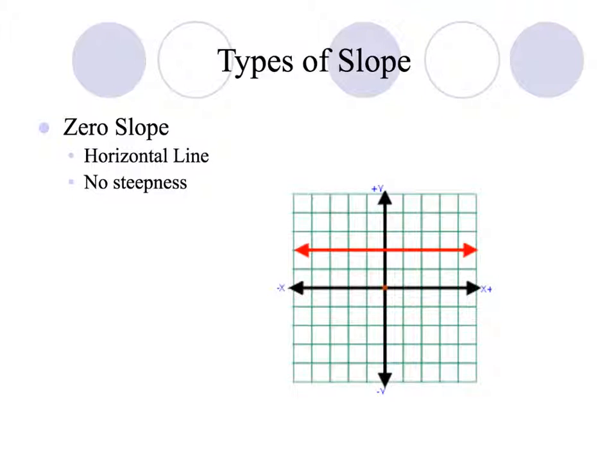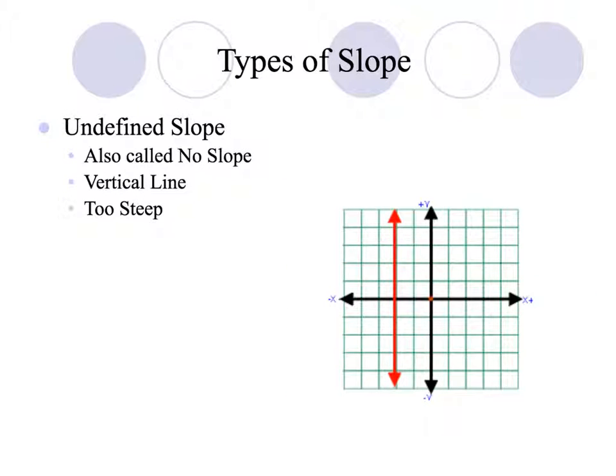Then we have 2 special types of slope. We have what is known as zero slope. If you have a horizontal line, it's basically a flat line. And a flat line has zero slope. That should make sense to you. Slope is the steepness of a line. If a line is perfectly flat, there's no steepness to it. It's zero. There's nothing there. So a horizontal line is known as our zero slope.